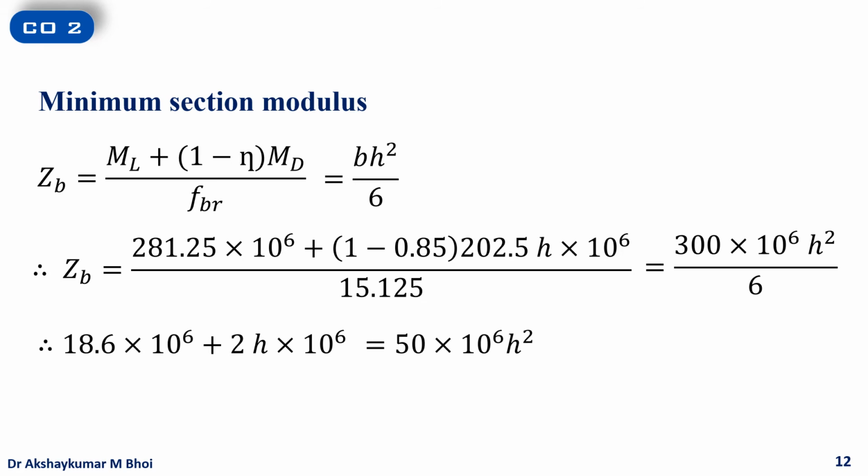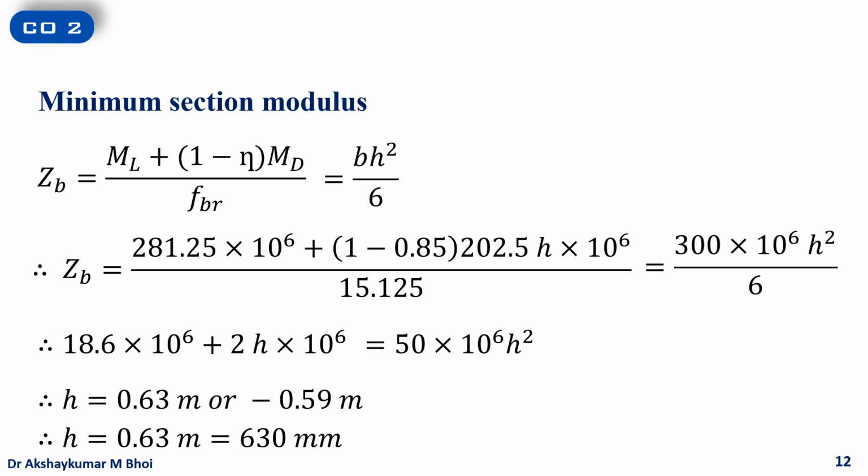This is a second degree equation and it will have two roots. So if you find out the roots of the equation, we get H is equal to 0.63 meter or minus 0.59 meter. The depth of the member cannot be negative, so the required value of H is 0.63 meter, that is 630 mm.